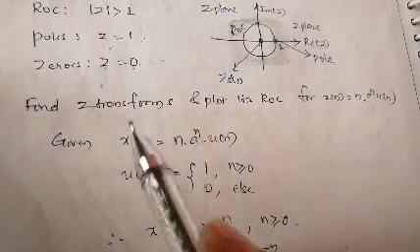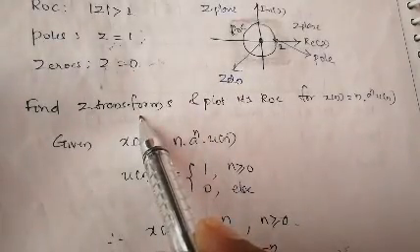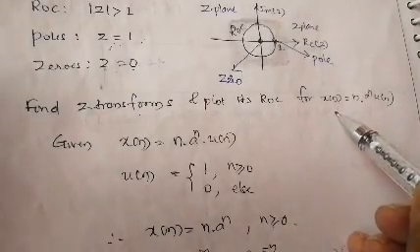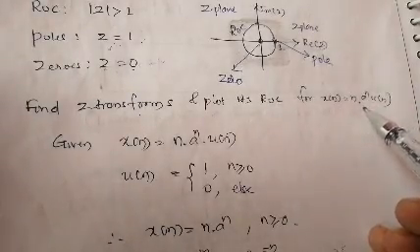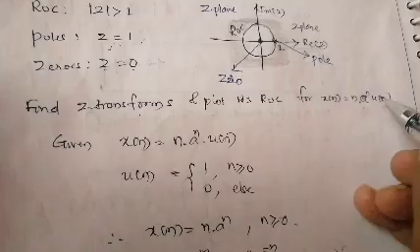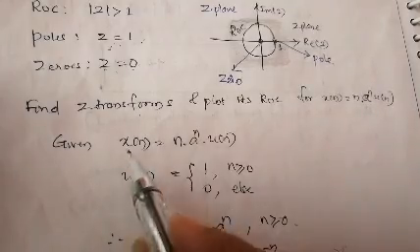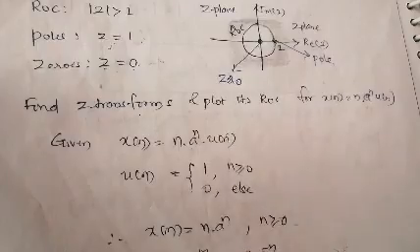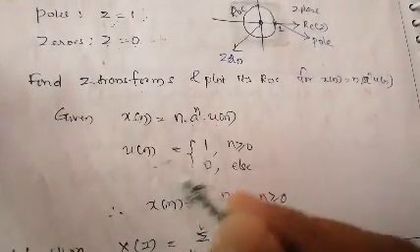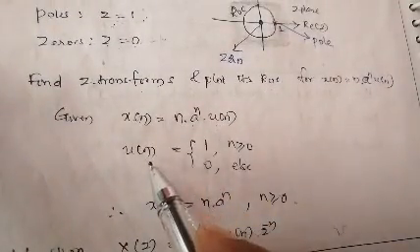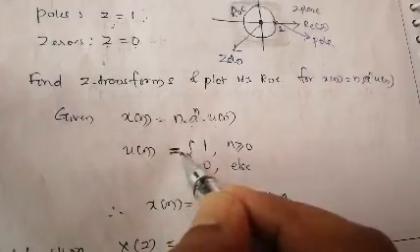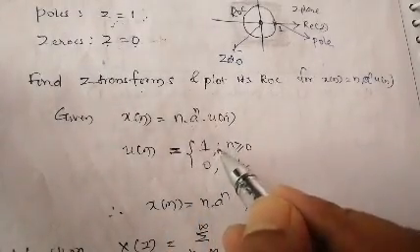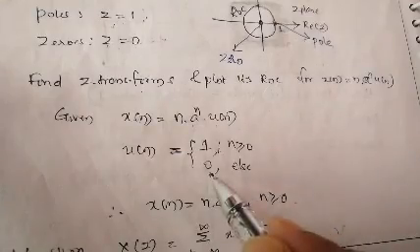Let us take the next example. Find the z transform and plot its ROC for the given sequence x of n equal to n multiplied by a to the power n u of n. We know u of n indicates the unit step signal. By definition, u of n equals 1 if and only if n is greater than or equal to 0, else it is 0.